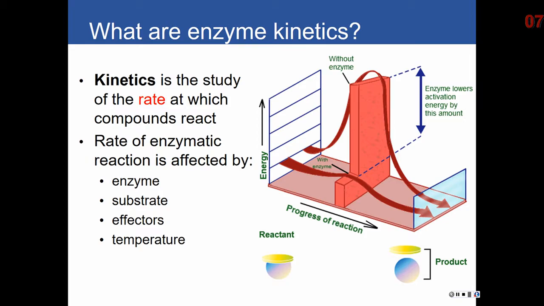It can be affected by how much of a substrate you have. It can be affected by other effectors, and we'll talk about what some of those could be. And then it can also be affected by temperature. So those are kind of the 4 areas that you should look at if you have a change in the rate of reaction.